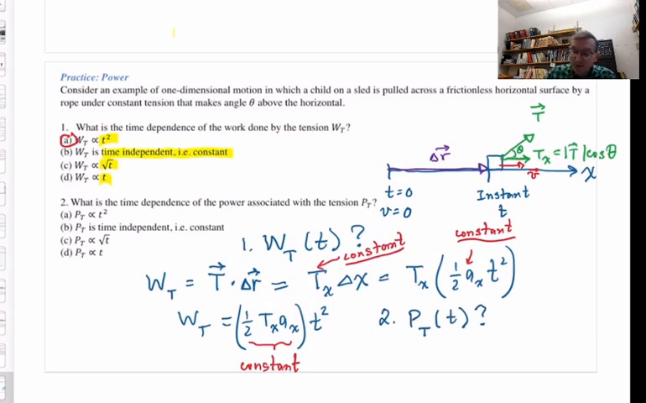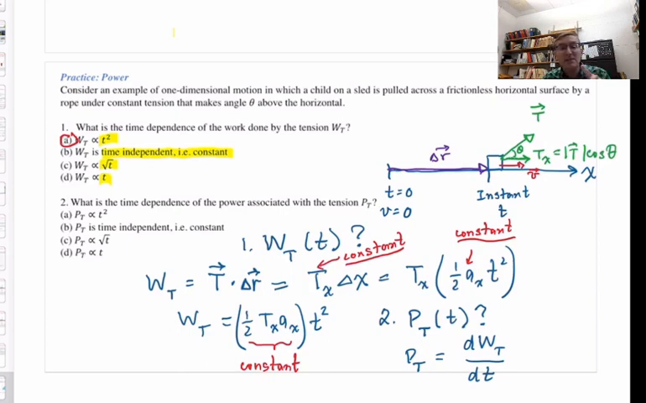Well, we just introduced how you calculate instantaneous power, and one of those ways, in this case the power associated with the tension, is I take the derivative of the work done by the tension force with respect to time. And since I found in part 1 the formula for the work done by the tension as a function of time, it's just a fancy constant times little t squared. It's not hard to do that derivative.